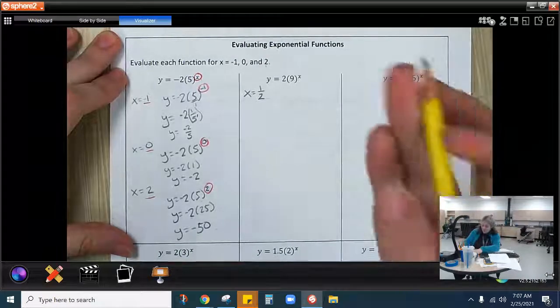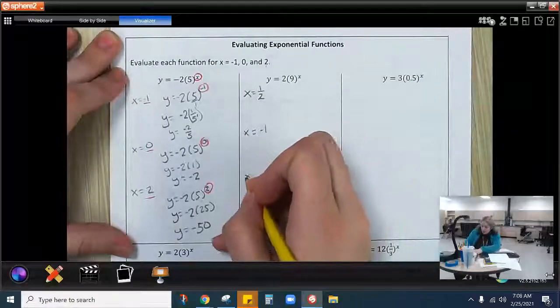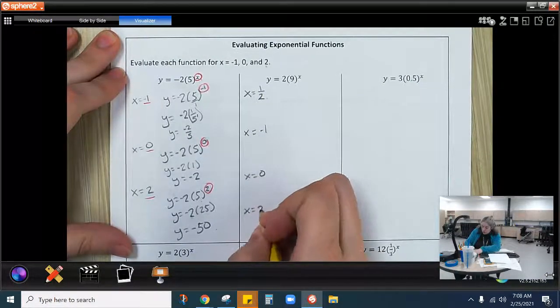So let's take a look at evaluating these. We're going to start with x equals 1/2. Then we'll do x equals -1. Then we'll do x equals 0. And we'll finish off with x equals 2.